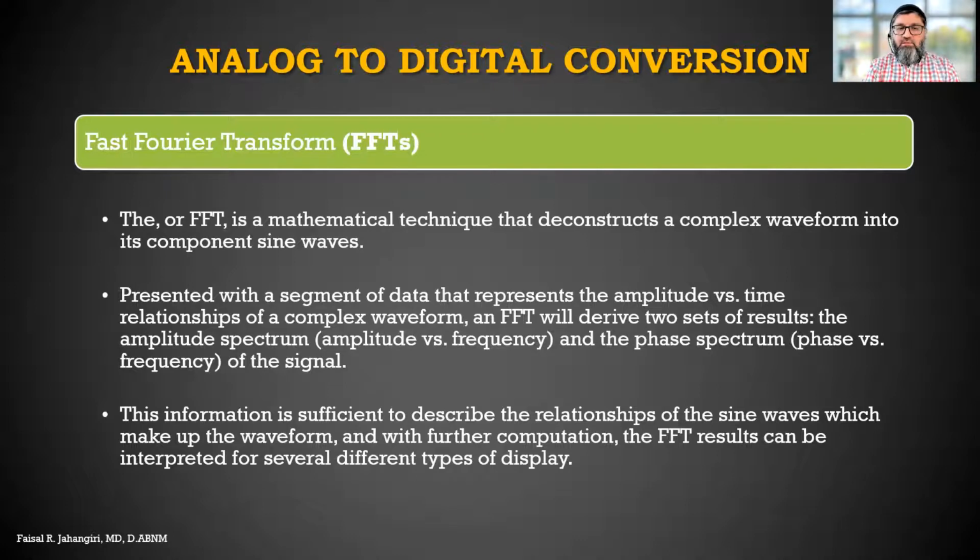It's presented with a segment of data that represents the amplitude versus time relationship of a complex waveform, and FFT will derive two sets of results: the amplitude spectrum, which is amplitude versus frequency, and the phase spectrum, which is phase versus frequency of the signal. So there are two spectra derived by using the FFT. This information is sufficient to describe the relationship of the sine waves which make up the waveform, and with further computation, the FFT result can be interpreted for several different types of display.